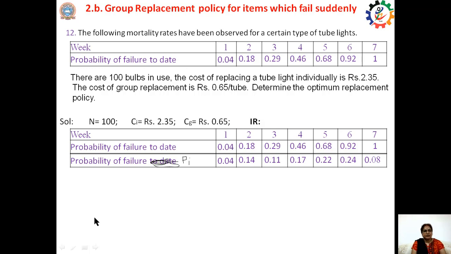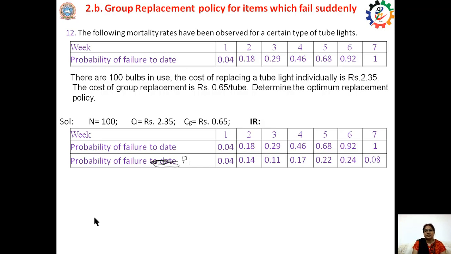So PI. Now how do we get it? I already showed you the calculation. It is 0.18 minus 0.04 will give you this, 0.29 minus 0.18 will give you this, 0.46 minus 0.29 will give you this, like this. Can you make out the values are not continuously increasing? 0.04, 0.14, fine, it increased, then again decreased, increased, increased, increased, decreased. So these kinds of values are given as data. You can make out directly that PI values are given. If cumulative values are given like this, then PI are not given, and you are supposed to calculate one step extra.